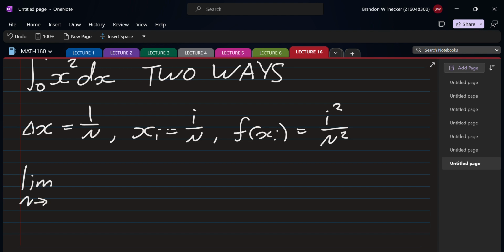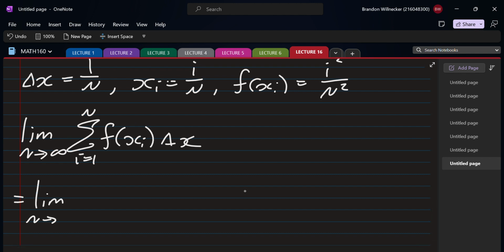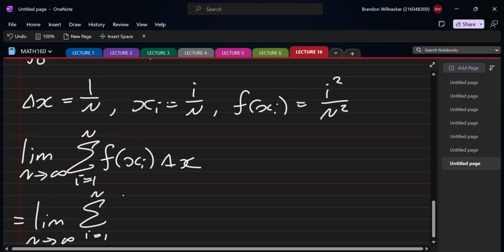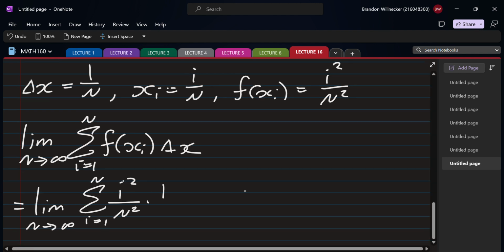Okay, so let's put everything together. We have the limit as n goes to infinity, the sum from i equals 1 to n, f of xi delta x. Okay, so everyone should have that memorized by now. So this is the limit as n goes to infinity, the sum from i equals 1 to n. We don't need brackets for that. f of xi will be this i squared over n squared. And then the delta x, that's 1 over n.